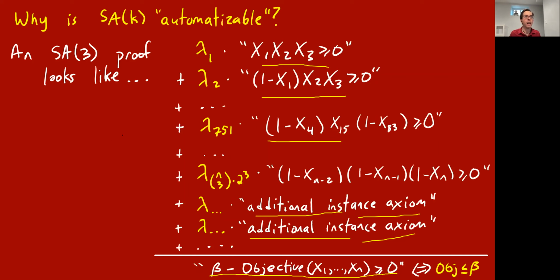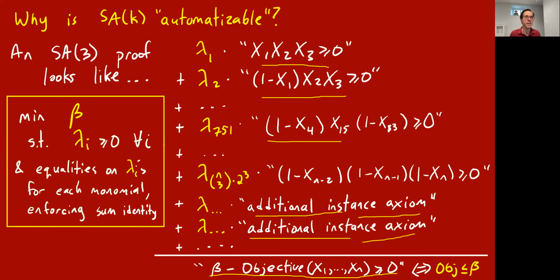So what's nice is, this is like the LP dual. This is a linear program because beta is a variable and these lambdas are variables, and you're looking for non-negative lambdas. It's a linear constraint. And to say that this big giant sum holds is to say that it holds on a coefficient by coefficient basis, or sorry, I should say on a monomial by monomial basis.